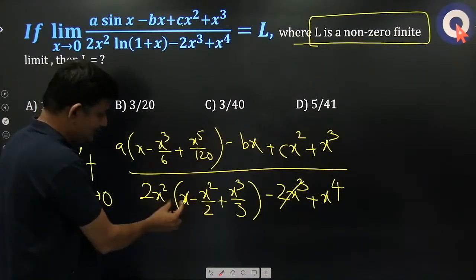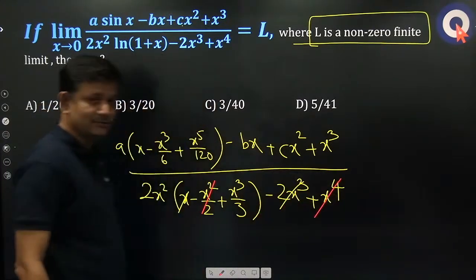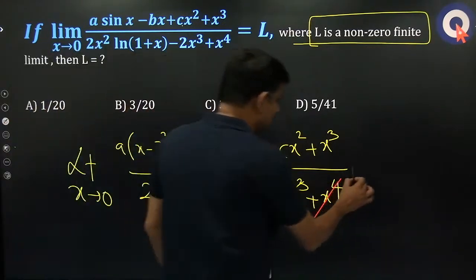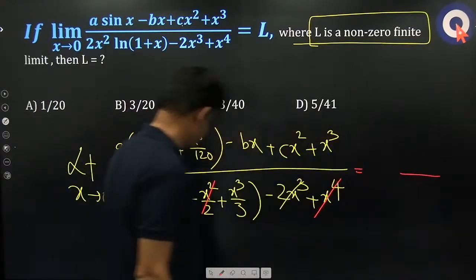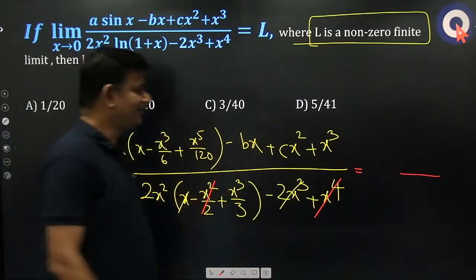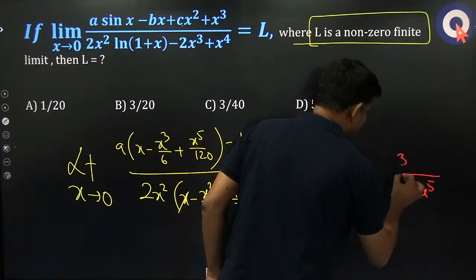Minus x power 4, this product is minus x power 4, and here you have x power 4. These two are also getting cancelled. So effectively, what are you left with in the denominator? 2 by 3 x power 5. So 3 goes up.